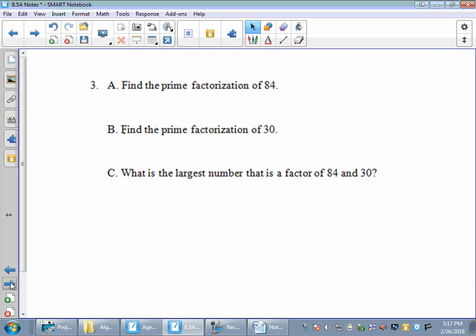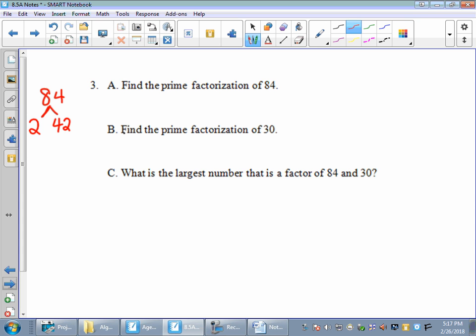Now let's look at number 3. If I start with A, I could find my prime factorization of 84. Let's go ahead and do that with a factor tree. If you can do it without a factor tree, kudos to you, but I'm still going to walk through a factor tree because sometimes there's a lot of numbers and I don't want to lose track of any.